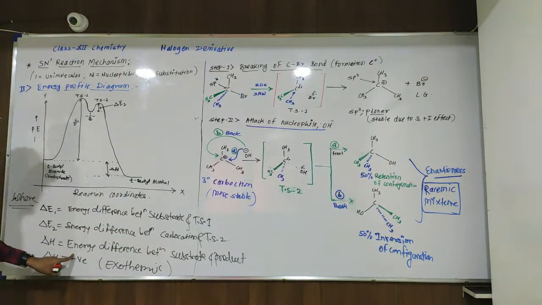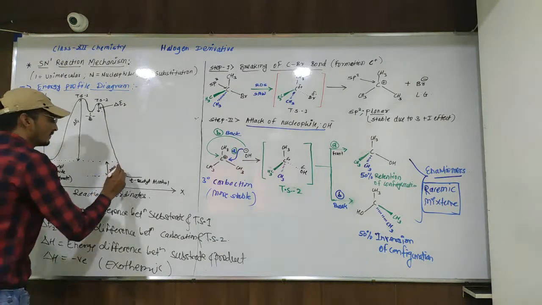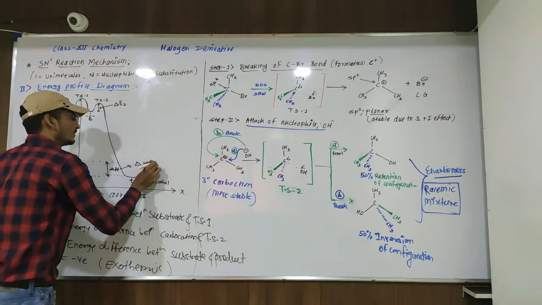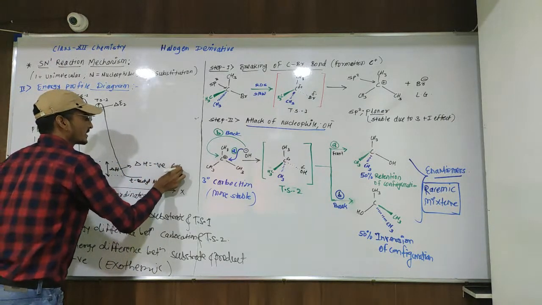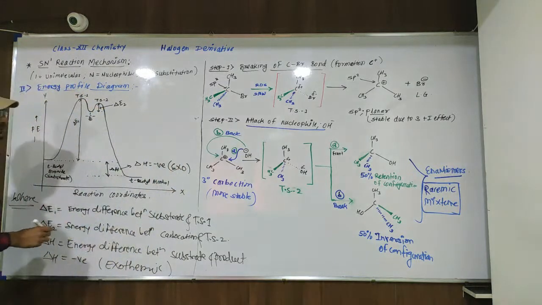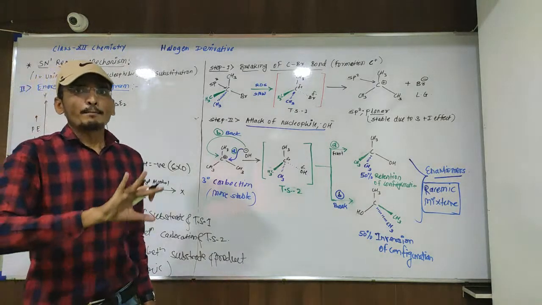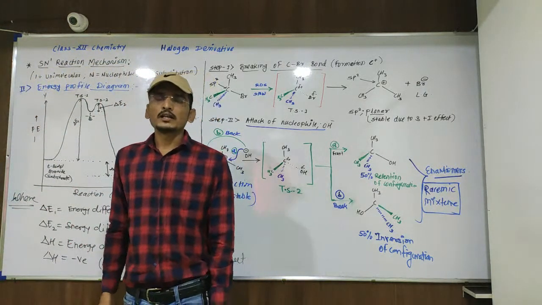And what about delta H? Energy difference between substrate and product. It should be always negative. So the delta H value should always be negative, so that's why the reaction is exothermic in nature. Okay. So that is the important thing here in the potential energy diagram. So this is the overall mechanism of the Sn1 reaction.